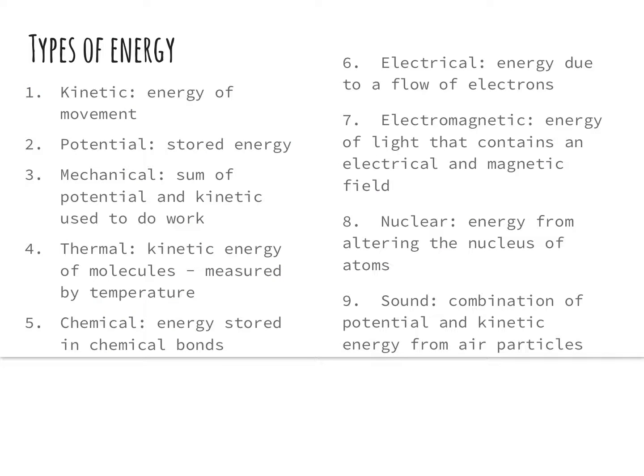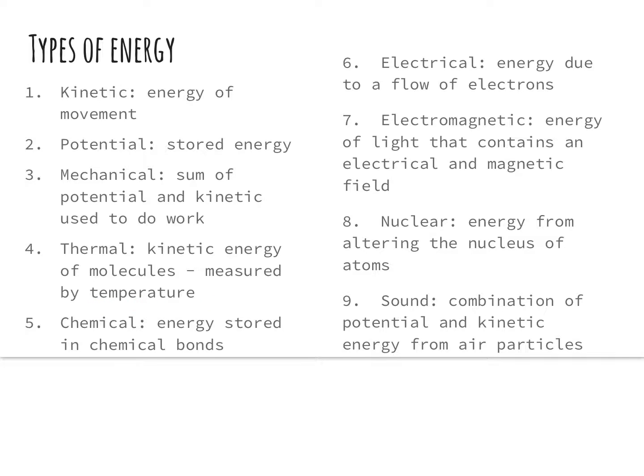Okay, so here's a couple definitions for the different types of energy. Kinetic is the energy of movement, while potential is anything that's stored. These are the first two we're going to hit on right away. Mechanical, then, is the sum of potential and kinetic, so we're adding them together, that we use to do work. Thermal energy, then, is the kinetic energy of molecules. When you measure thermal energy, you use temperature.